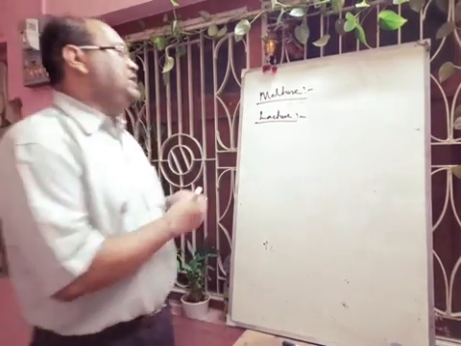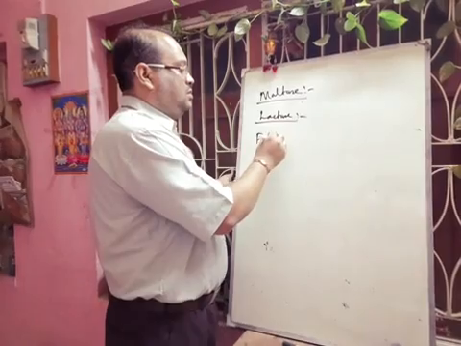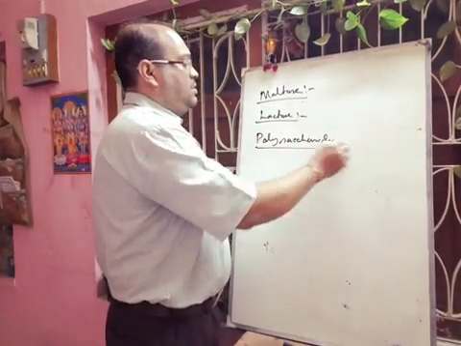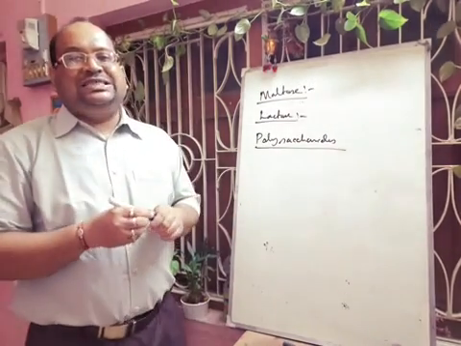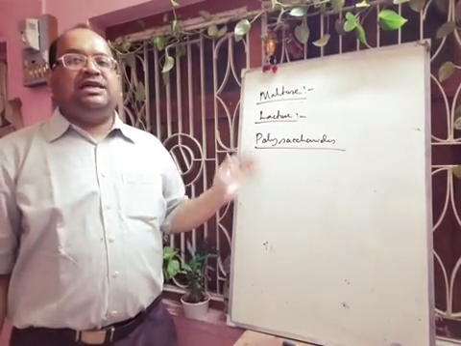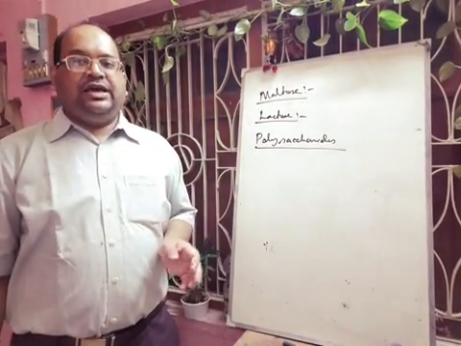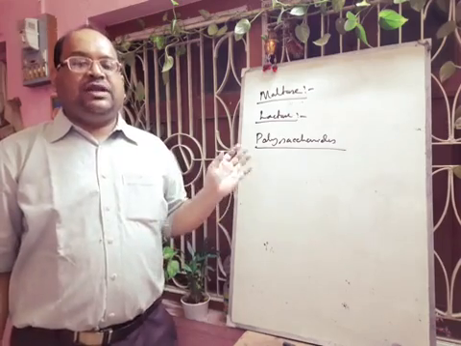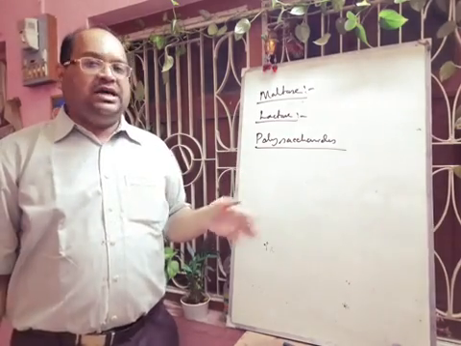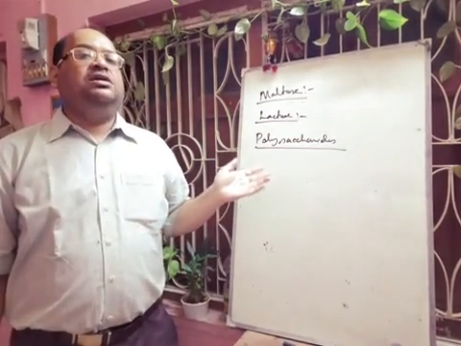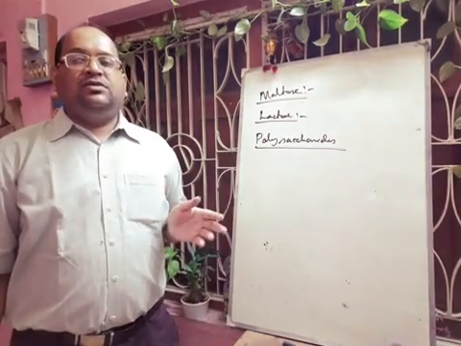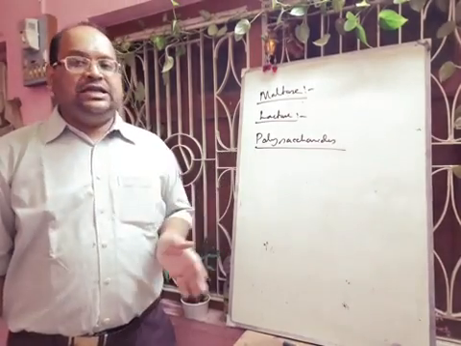Next we will discuss the polysaccharides. What are polysaccharides? The carbohydrates which upon hydrolysis give a large number of monosaccharide units are called polysaccharides. For example, starch and cellulose are called polysaccharides. Hope you can understand. Next, we will discuss starch and cellulose.